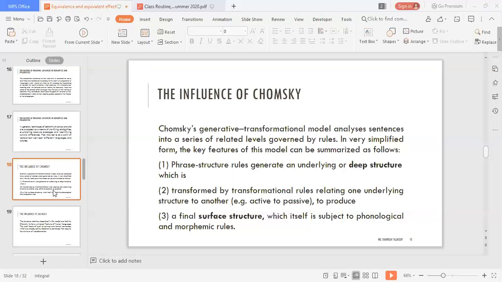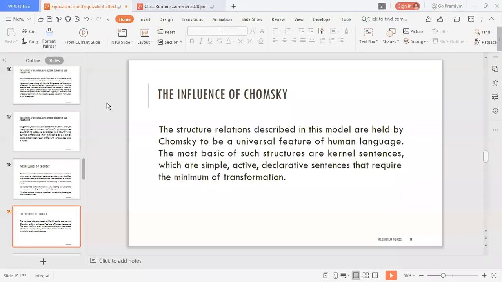Okay, now I will jump to the next slide. Here you can see, it says that the structure relations described in this model are held by Chomsky to be a universal feature of human life. Obviously, this is a universal feature of human life. It's also true for us and also true for the speakers of other languages.